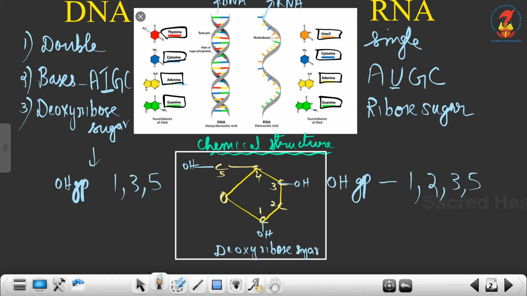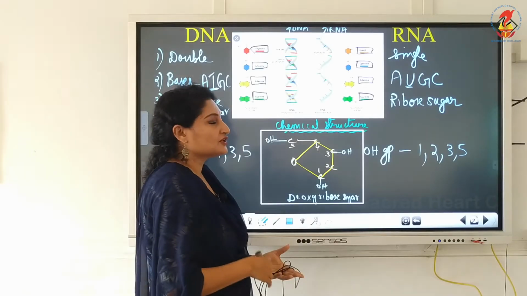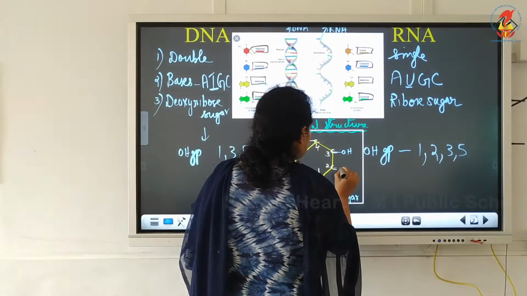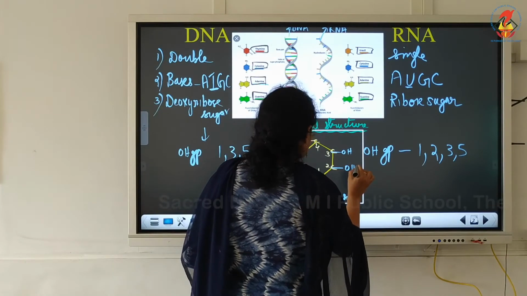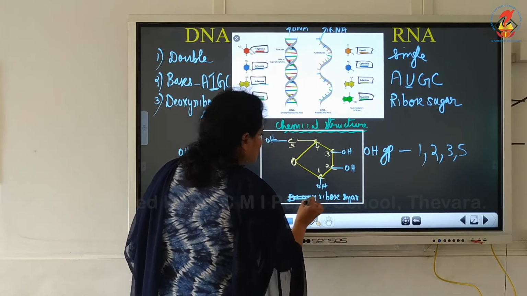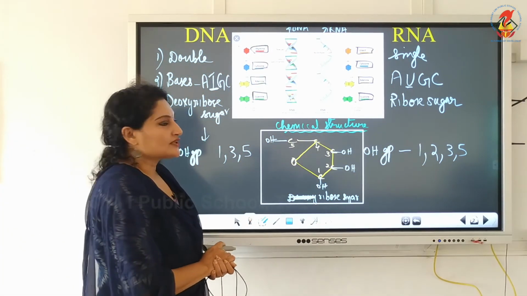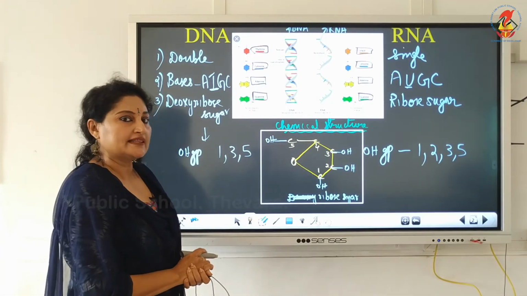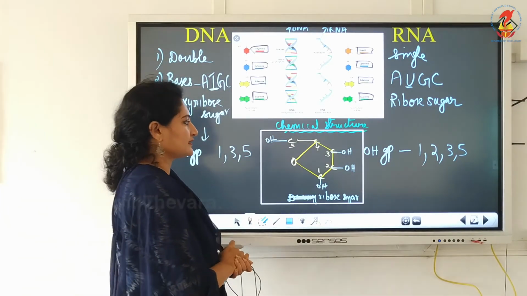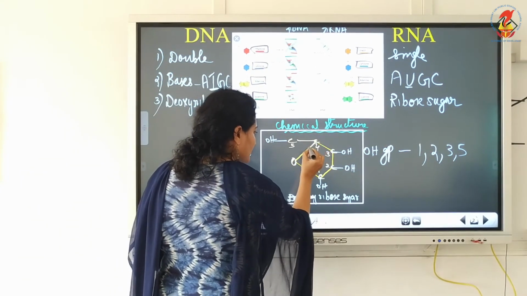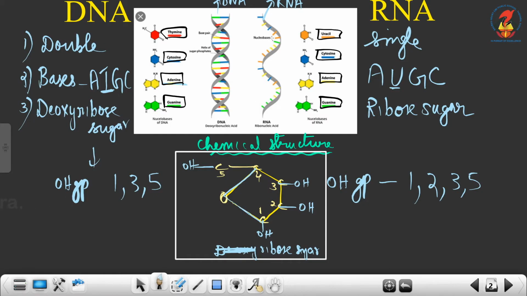Now I am going to make this deoxyribose sugar into a ribose sugar. There is an additional hydroxyl group at the second carbon. Now it has become a ribose sugar. So you got the difference between the deoxyribose sugar of DNA and the ribose sugar of RNA. Once again, you have to draw the structure. I am drawing over this. It should be like this way, like a triangle.